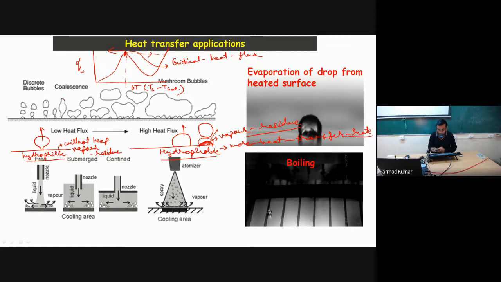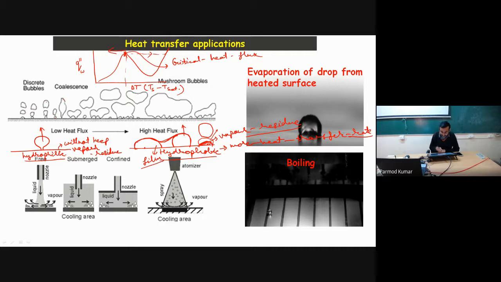So it means boiling over a hydrophobic surface promotes a higher rate of heat transfer. Whereas what happens is, because here we have more spread of vapor, if from another nucleation site another vapor bubble is growing, these bubbles will have more tendency to join with each other and form a film.